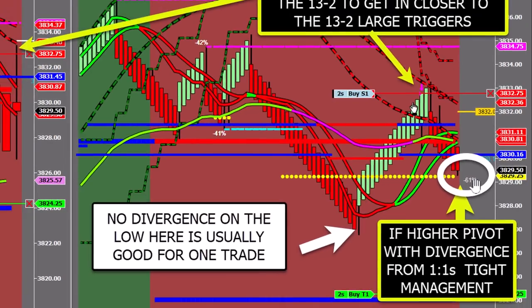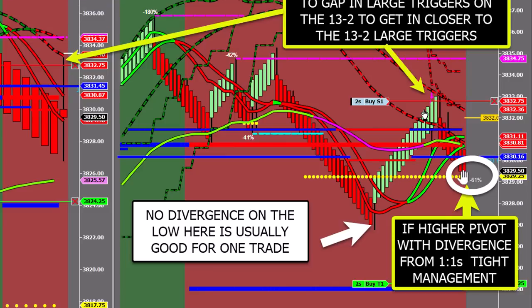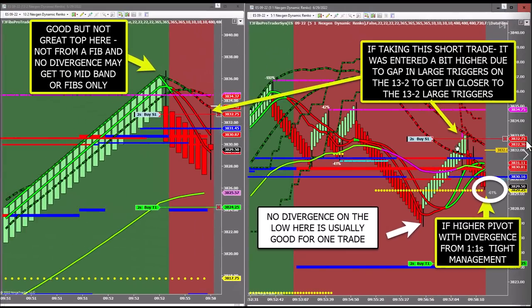So again, when we talk about taking a trade and managing it tightly, either taking half off a little earlier or making sure that your stops come down if there's any divergence that might take you out of your position.